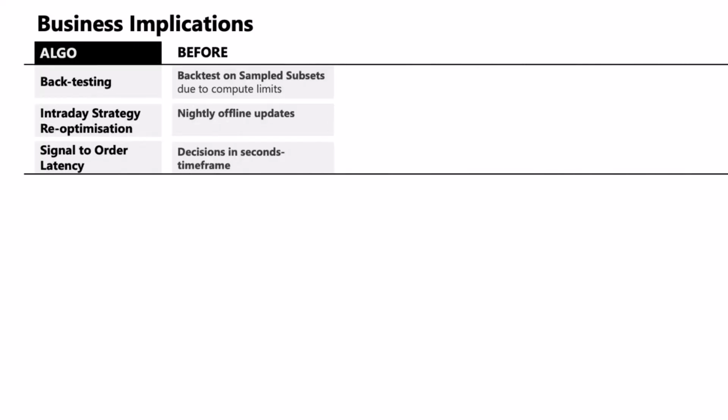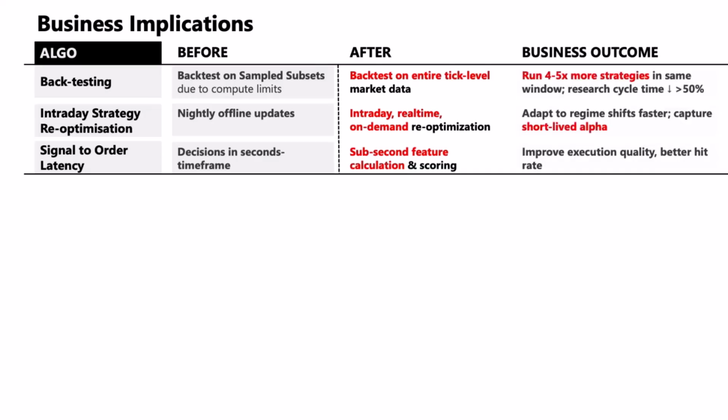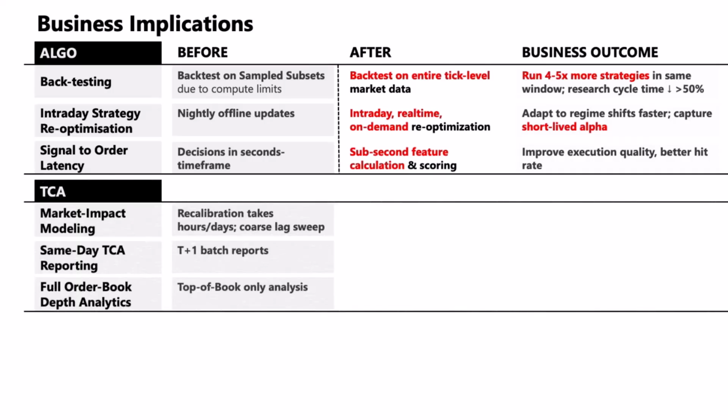So for algo testing, before backtesting on sample subsets, for intraday strategy reoptimization, you may have nightly offline updates and so on. What the GPU does is that now, instead of using sample subsets, you can backtest on entire tick level market data. What that means, from a business outcome perspective, is you can run 4 to 5x more strategies in the same window. Your research cycle time goes down significantly. Intraday real-time on-demand reoptimization means you can adapt to regime shifts faster, capture short-lived alpha, and so on.